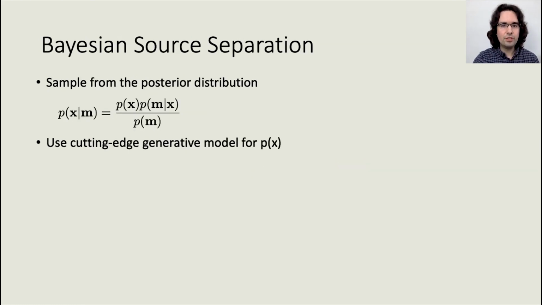In this work, we treat source separation as a sampling problem. We want to sample from the posterior distribution over components given a mixture. The idea is to use modern generative models as priors over components P of X, and this allows us to leverage modern generative modeling research to improve our results.